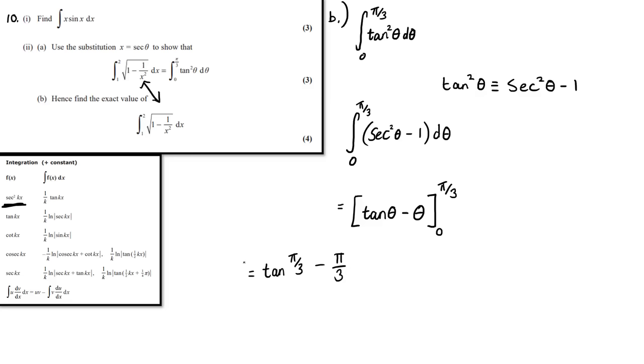All we need to do now is evaluate this and give it in its exact form. Well, tan of pi over 3 simply is root 3. So I get root 3 here minus pi over 3. Okay? And that's our answer there in its exact form, or given the exact value of this integral here. So that's the part B done there. And that gives us the solution to question 10.